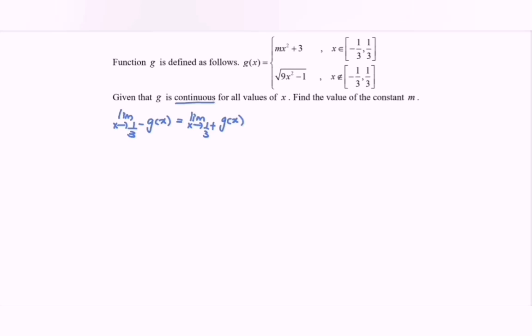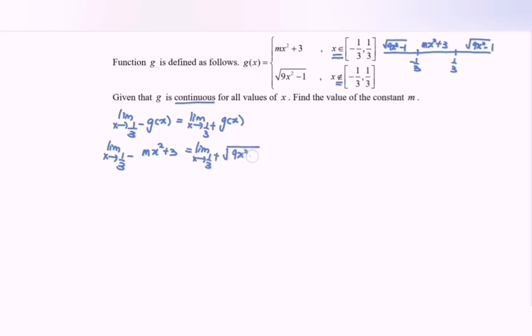So let's focus on the situation. The limit when x approaches 1 over 3 from the left. Referring to the number line here, they mention negative 1 over 3 until 1 over 3. So x is a subset in negative 1 over 3 until 1 over 3, meaning that here we have m x squared plus 3. Then, not included, means that we have the square root of 9x squared minus 1. So kindly refer to this part, 1 over 3 from the left. We will have m x squared plus 3 equals the limit when x approaches 1 over 3 from the right for the function square root of 9x squared minus 1.